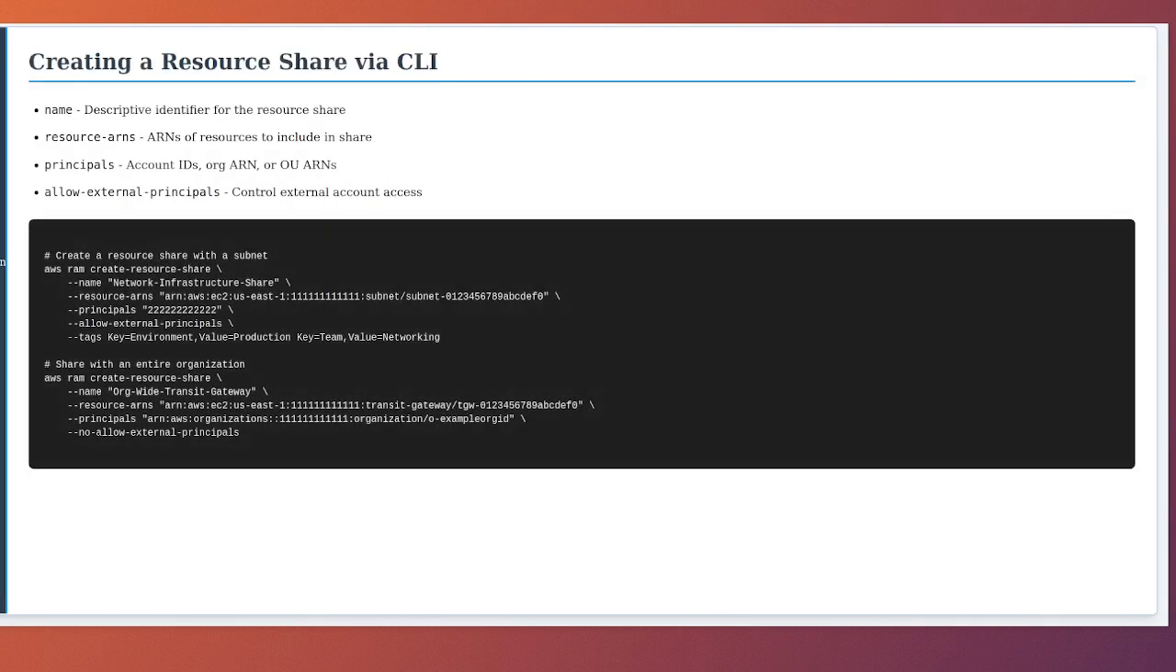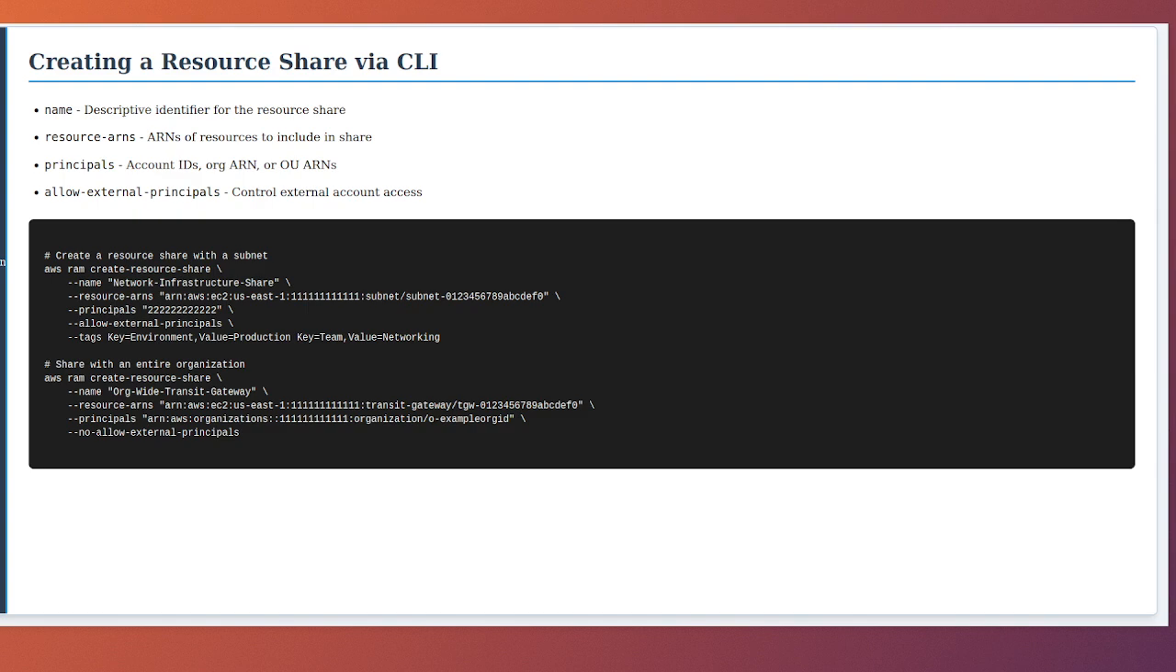Creating a resource share via command line interface. Now, let's look at how to create a resource share using the AWS command line interface. Understanding the command line interface commands gives you the ability to automate resource sharing and integrate it into your infrastructure as code workflows. The primary command for creating a resource share is aws ram create-resource-share. Let me explain each parameter in detail.